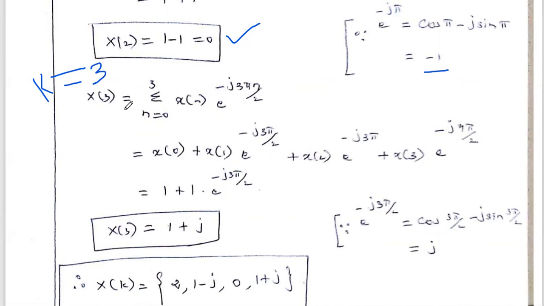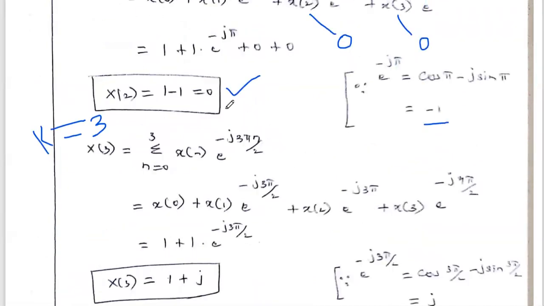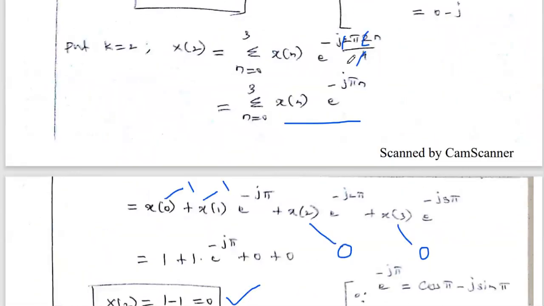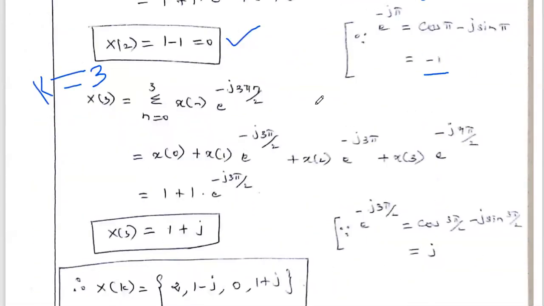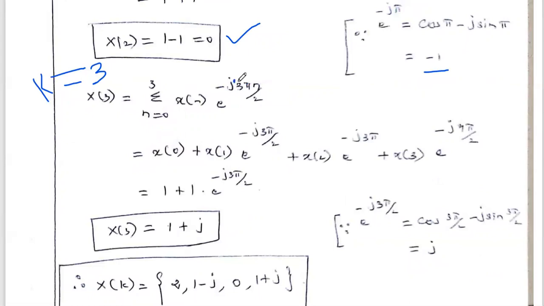So capital X of 3 equal to summation n equal to 0 to 3 x of n e power minus j 2 pi k n divided by 4. Actually here k is 3, so e power minus j 2 pi 3 n divided by 4. Here this 2 and this 4, if you cancel them, we will get e power minus j 3 pi n divided by 2. So I directly wrote it. Then you just expand the summation.